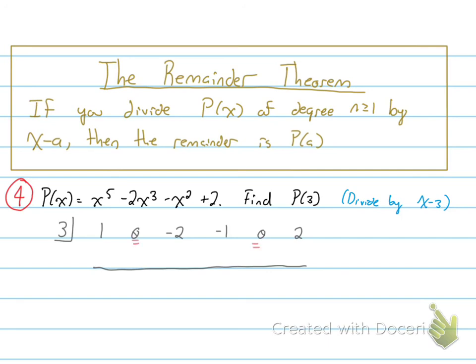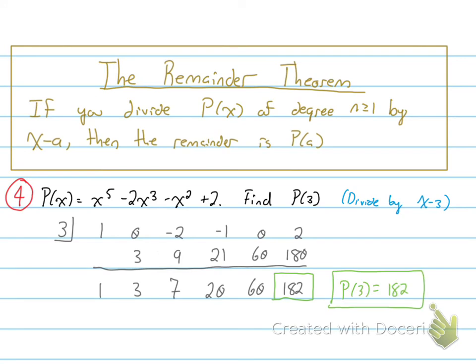Notice how I have placeholders for an x to the 4th power and an x to the 1st power. And I'm going to go through this process again. I drop down my 1, multiply by 3, add, multiply again, add them together, multiply again, add, multiply again, add those, and then finally I multiply 3 times 60, I get 180, add those together, and I get 182 as my remainder. So p of 3 for that equation is 182.